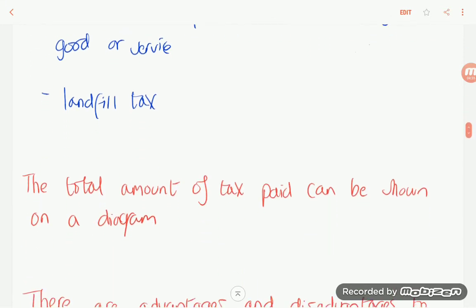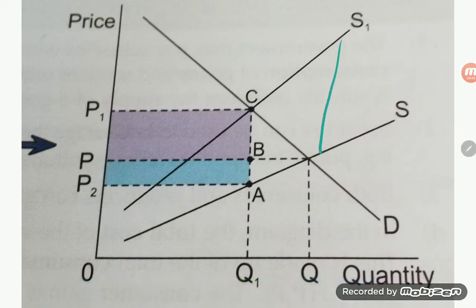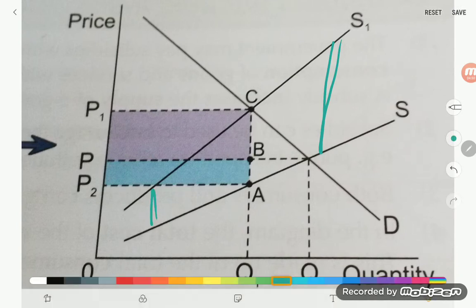The total amount of tax paid can be shown on a diagram. The diagram shows the effect of an ad valorem tax. Now we know it's an ad valorem tax because the distance here is greater than the distance here. In other words, when supply shifted to the left, it wasn't a parallel shift. So supply is shifted to S1. In the diagram, the total tax paid is this area.